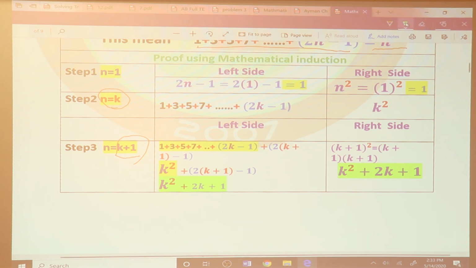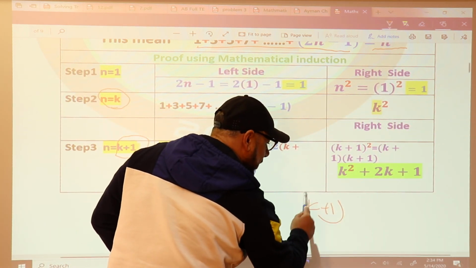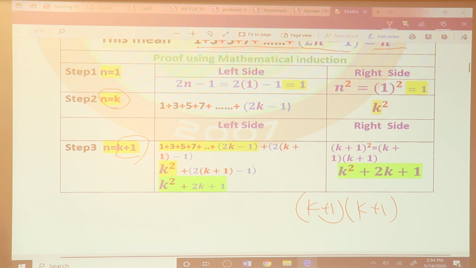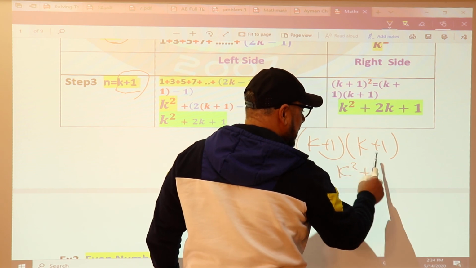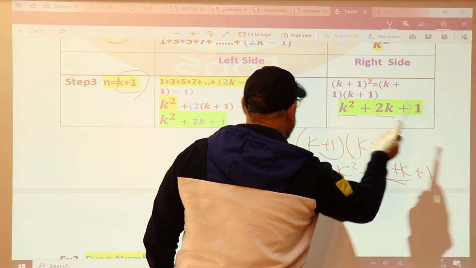The meaning for the right side is different than the meaning of the left side. Do you see this K here? Becomes K plus 1 squared, right? K plus 1 squared means K plus 1 times K plus 1. Basic algebra, you can FOIL it: K times K, K squared, plus 2K plus 1. This is the right side.